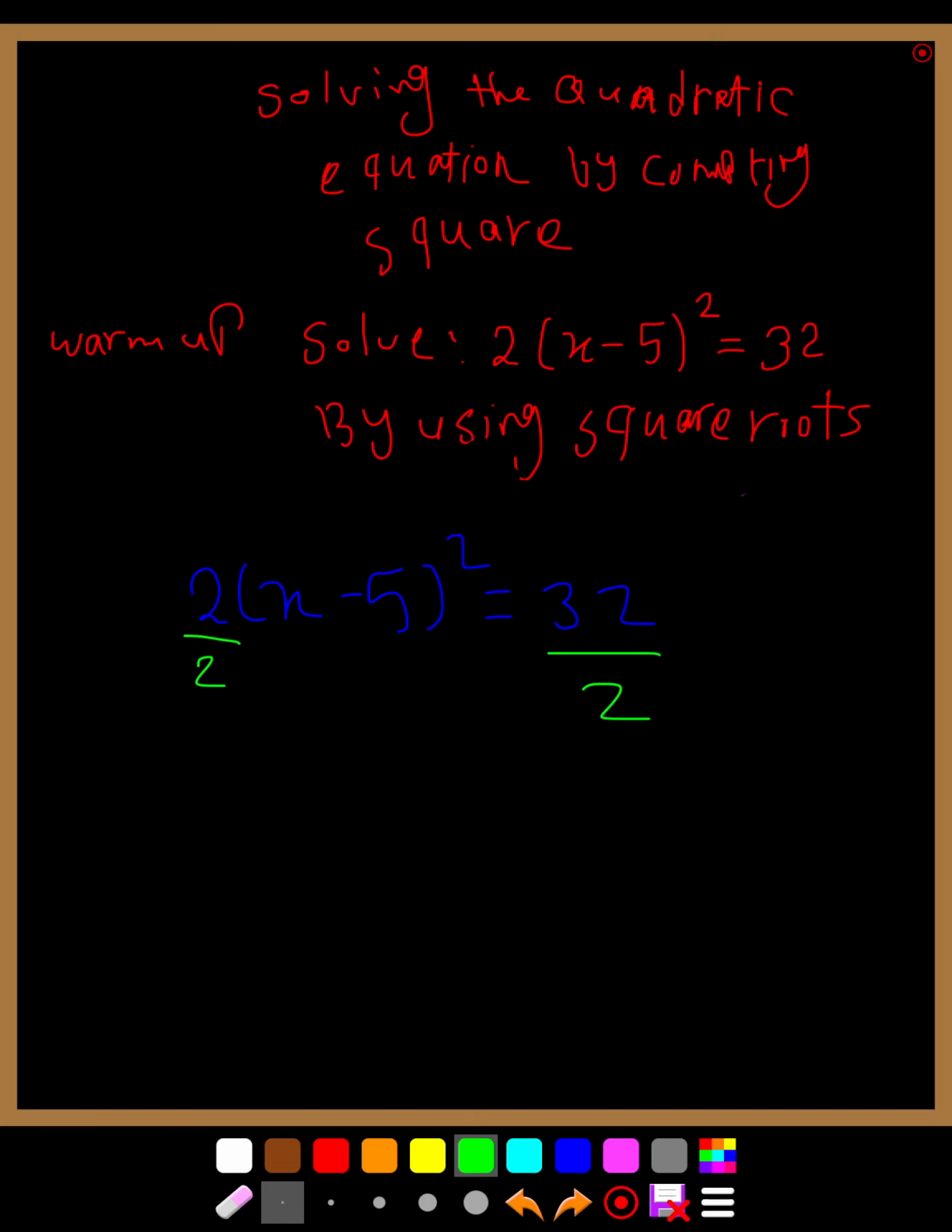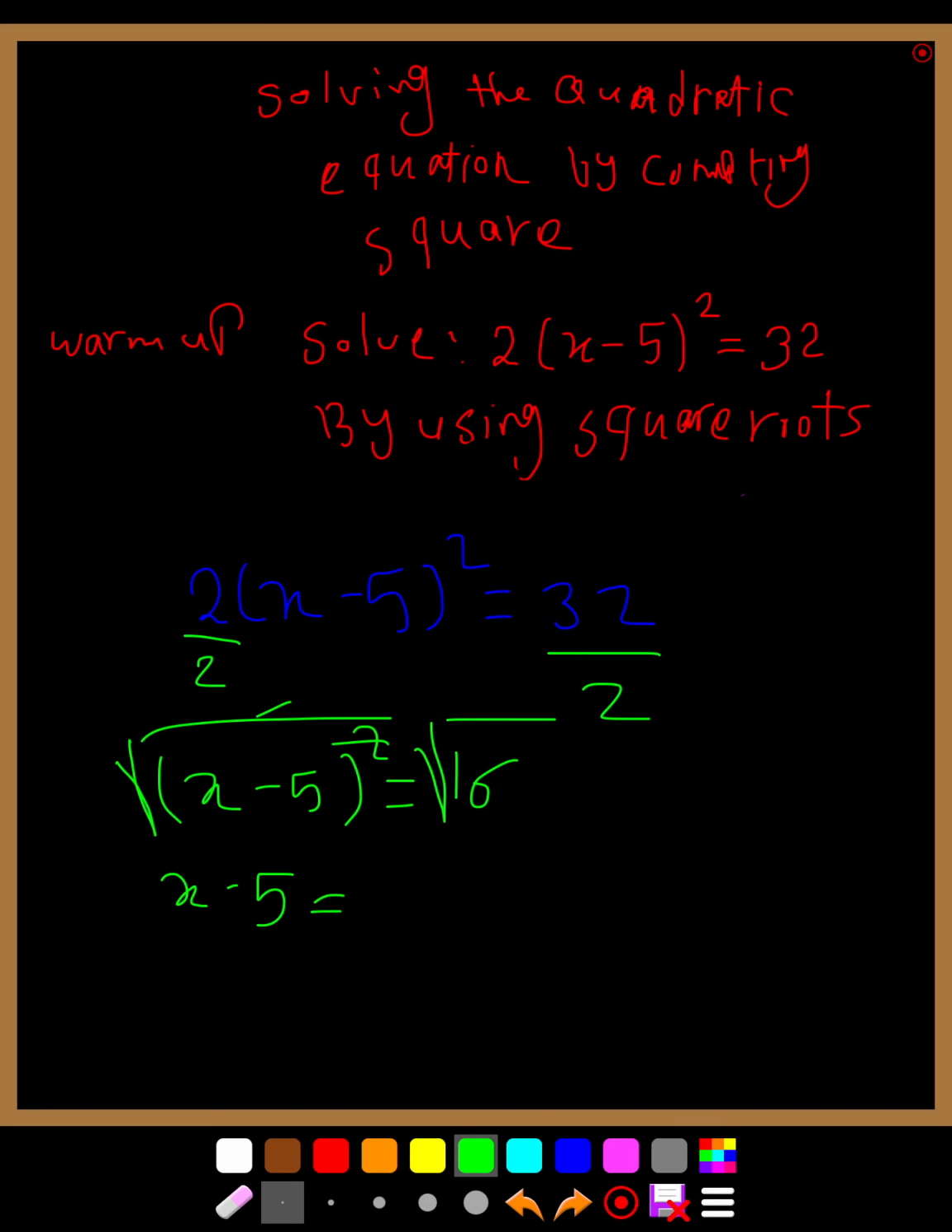The 2 cancels, so you have (x minus 5) all power 2 equals 16. What are you going to do after? We need to cancel this power. How do you cancel it? If you have the power 2, take the square root. If you have power 3, take the cubic root, and so on. So the power is cancelled by the root, and x minus 5 equals the root of 16.